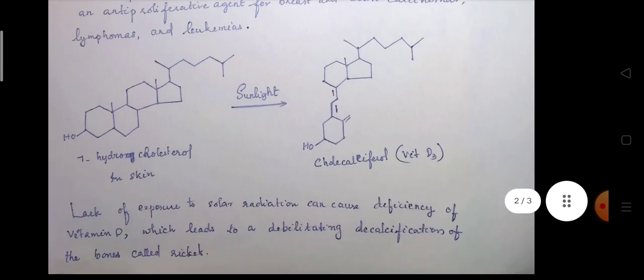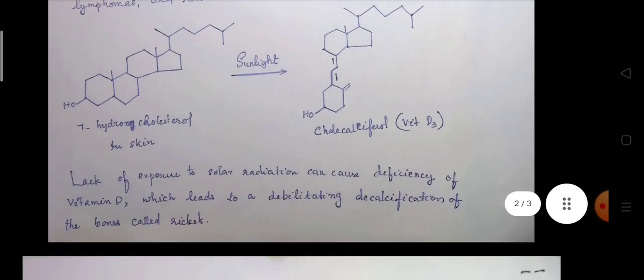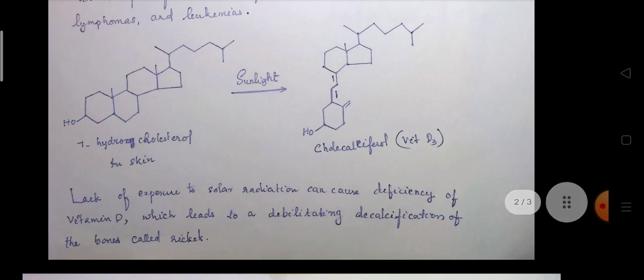Here the reaction is shown. 7-dehydrocholesterol in skin in presence of sunlight is converted to cholecalciferol, vitamin D3. It occurs by breaking of a carbon-hydrogen bond already present and the hydrogen forming a new bond with another carbon in the same molecule. The lack of exposure to solar radiation can cause deficiency of vitamin D, which leads to a debilitating decalcification of the bones called rickets.